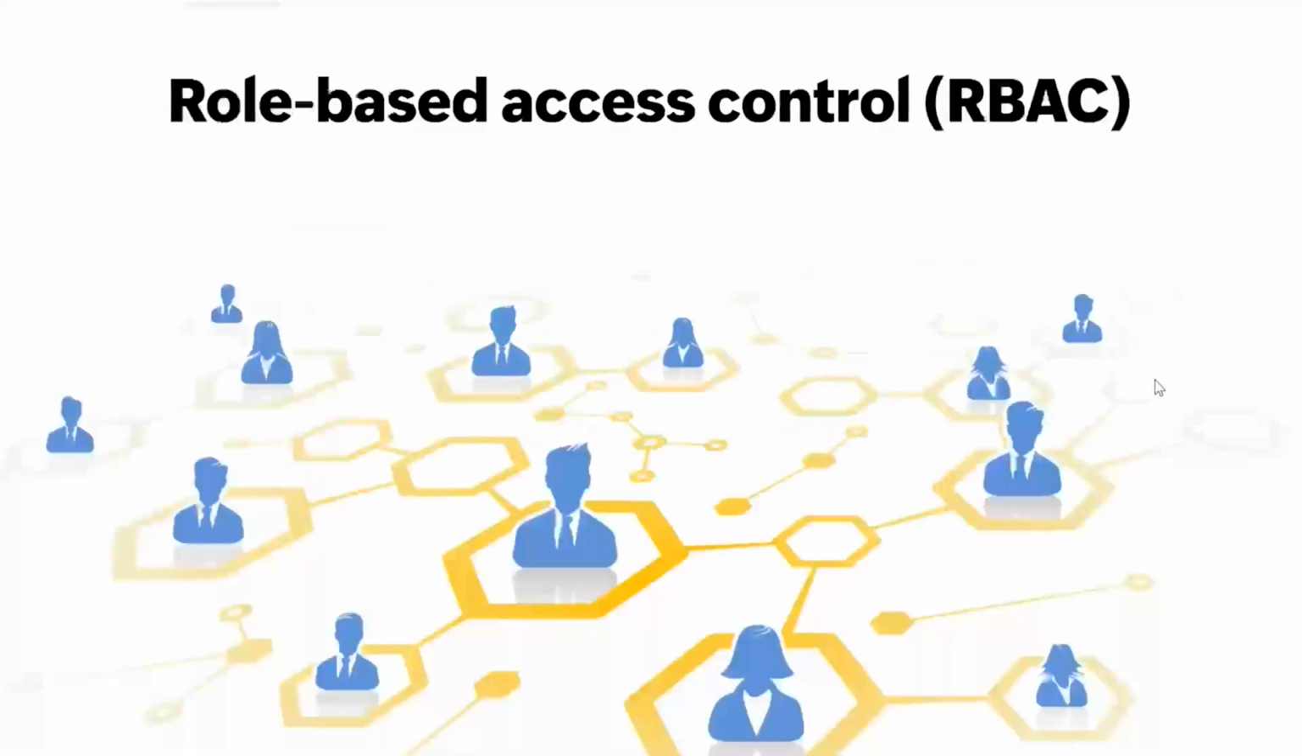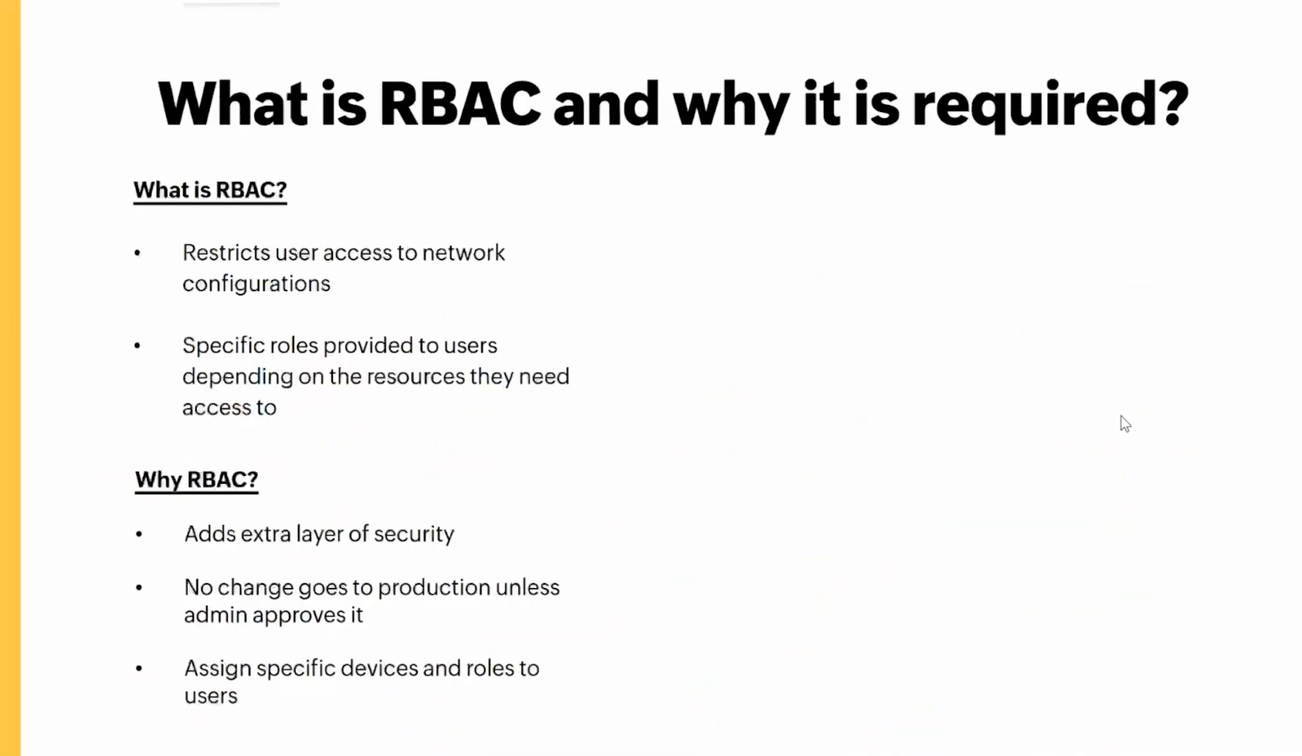The next topic is role-based access control. So what exactly is role-based access control? Essentially, in a network team, you may have different roles such as a senior admin and operators working under them. With role-based access control, you can assign specific roles to each user, or you can restrict them to specific devices. For example, if a user is given an operator role, their access will be limited to the devices assigned to them, and they won't have access to any other devices.